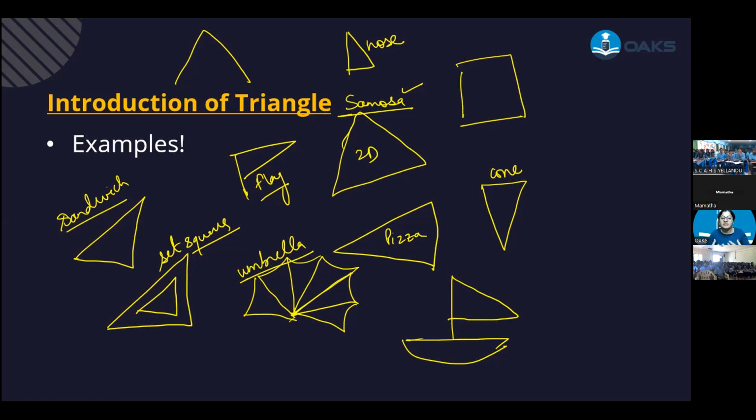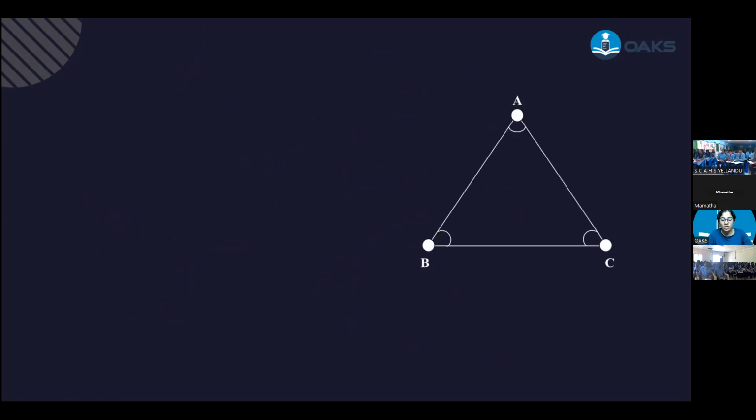Now let's try to study what is in the triangle, right? What are the components of triangles? We have flag, sandwich, set squares, umbrella design, pizza, and cone, nose, mountain, pyramid. We have so many examples, which means we are surrounded by all these geometrical shapes, right? So, what we have here is a triangle ABC. Now, let's see what are the components of this triangle.